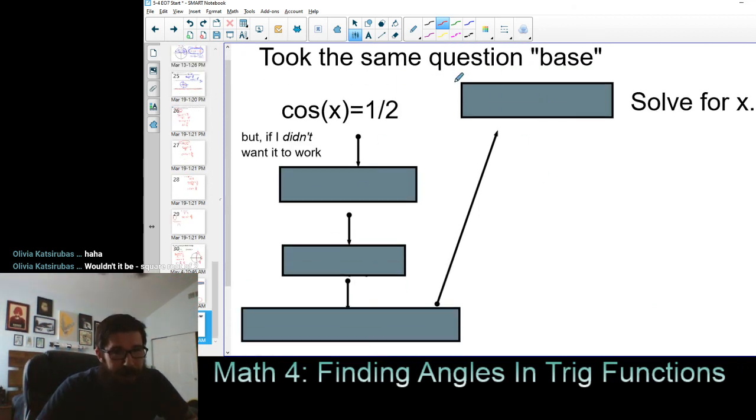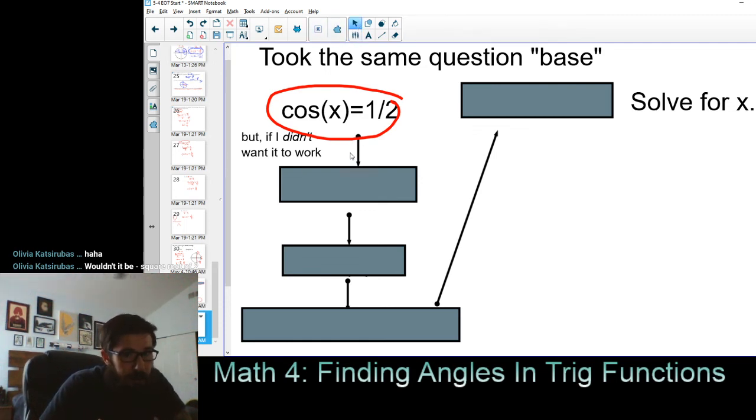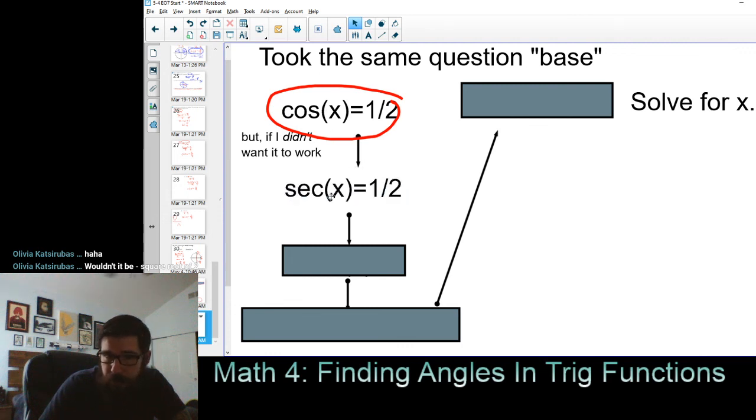I'm going to show you how I would take the same base question from 2 slides ago. This idea where cosine of x is 1/2 and ask, this is a fact that we should know. At pi over 3 and 5 pi over 3, if I put both of those into cosine, it's going to give me 1/2. Right? It's a very small x value, but it's positive. Quadrant 1, quadrant 4. If I didn't want it to work, I might still do the reciprocal and turn this into secant, but not do this. Again, if I'm building a question for your quiz that was not going to work, this is what I would do.